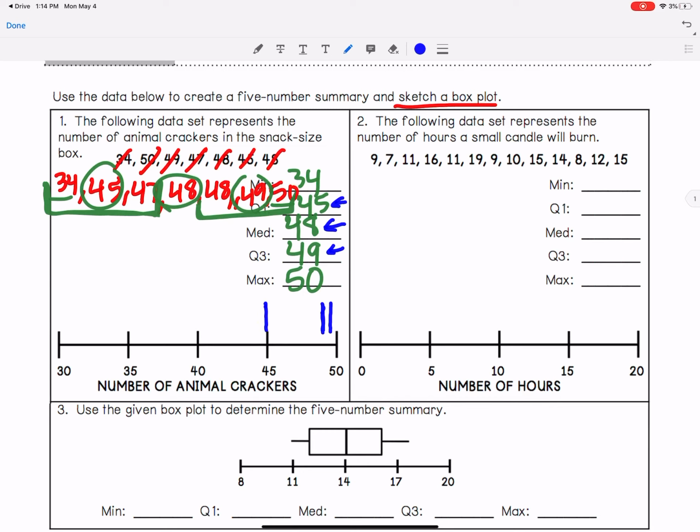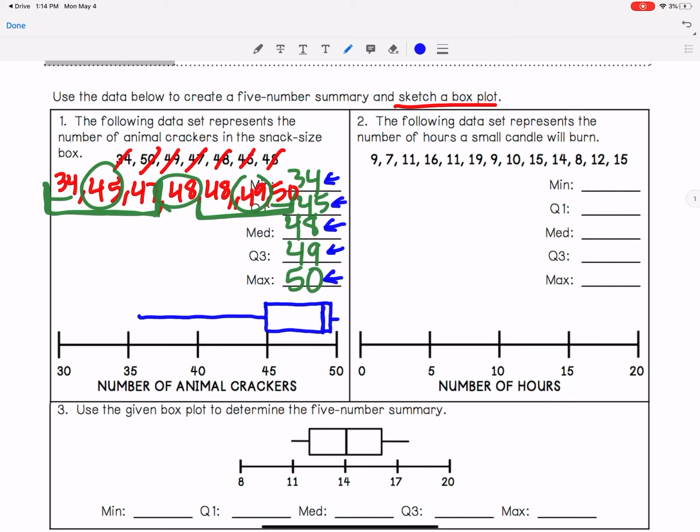Now that I have my 3 lines, I can connect them to make a box. All that's left are the whiskers. And in order to do that, you have to find the minimum number, which is 34. So I'm going to draw a line all the way out to 34. And my maximum number is 50, so my line goes out to 50. And that is how you draw your box and whisker plot, or your box plot.